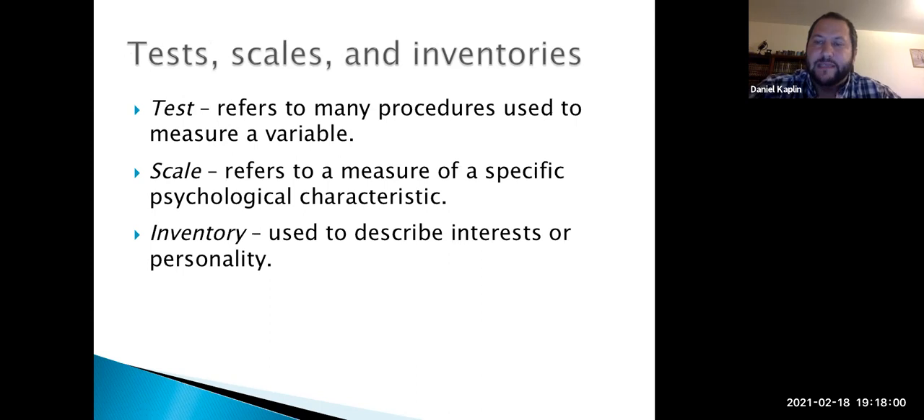Now, the next part of this lecture is all about talking about instruments. So you might hear the term test, scale, and inventory, and they mean different things, right? So a test refers to a procedure used to measure a variable, and that's a very generic term. A scale is used to measure a specific psychological characteristic. So it's oftentimes focused on one psychological factor, whereas an inventory is a host of scales, a host of psychological characteristics that you're measuring. And you might remember I used the term Minnesota Multiphasic Personality Inventory, right? So the MMPI, it measures 10 clinical scales, right? Remember I said that in the last lecture. So an inventory has multiple scales in it.